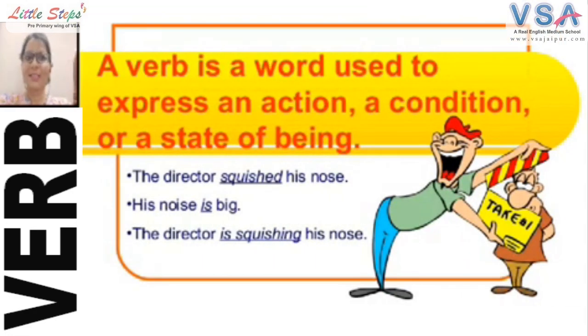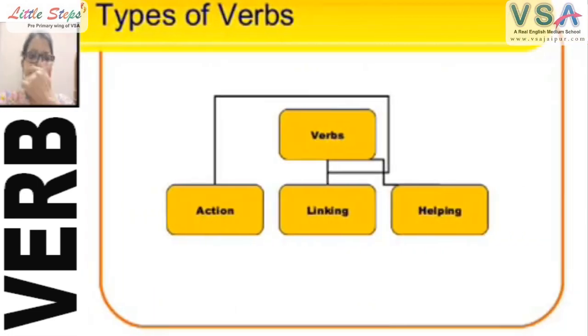Again, as it is written, a verb is a word used to express an action. किसी भी action को express करने के लिए जो word होता है वो ही verb है. किसी condition को show करने के लिए, state of being show करने के लिए कि कोई भी जो वस्तु है, कोई भी जो स्थान है वो कहाँ है, कैसा है, it all can be expressed only by the verbs.